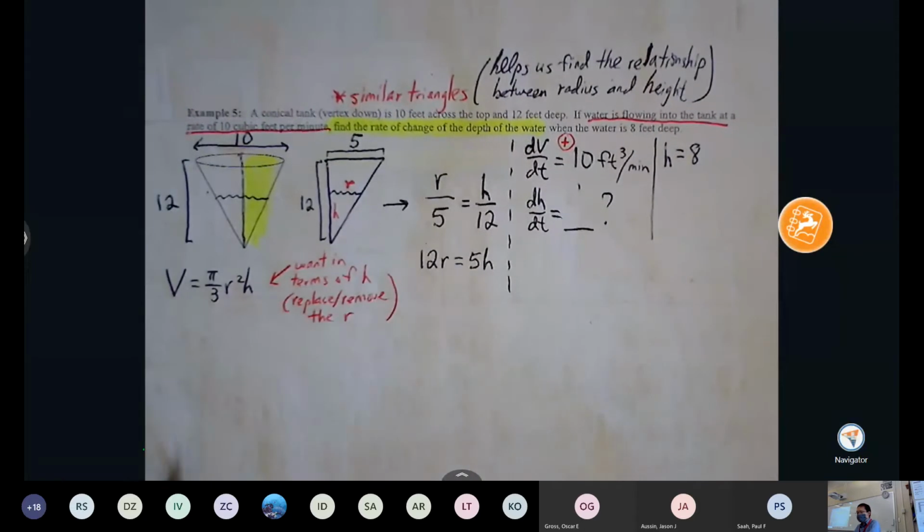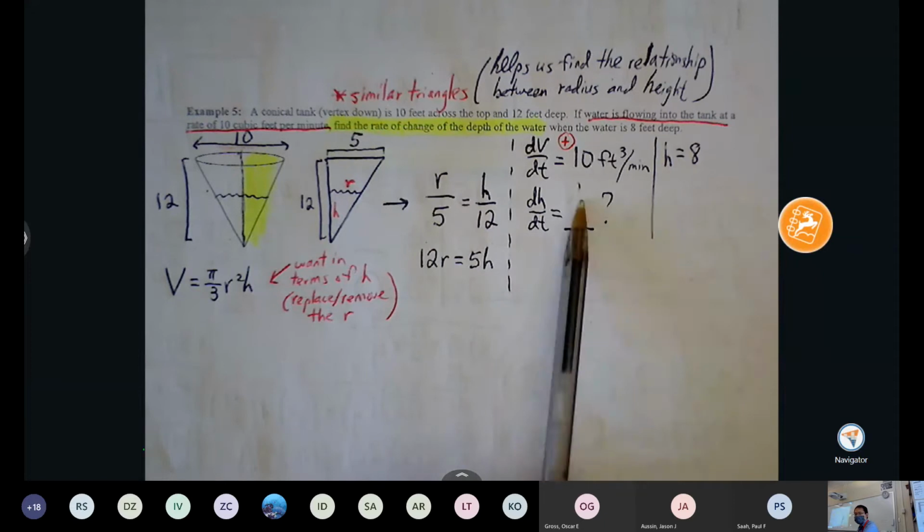Now you could get everything in terms of R. There are just more steps involved. It's just not as efficient. The fastest way to our answer is going to be through H because we have H information already.